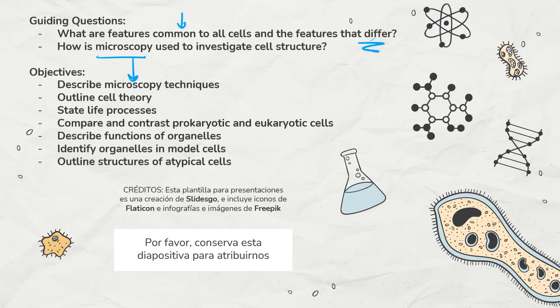Some of our techniques, we have stains, we have fluorescence, we have electron microscopes and light microscopes. We talked about cell theory. All living things are composed of cells. We talked about those 7 life processes, and you're going to work on a mnemonic device to memorize them. We talked about prokaryotic cells that have no nucleus and no membrane-bound organelles. Eukaryotic cells do have a nucleus and other membrane-bound organelles. We talked briefly about some of those organelles.